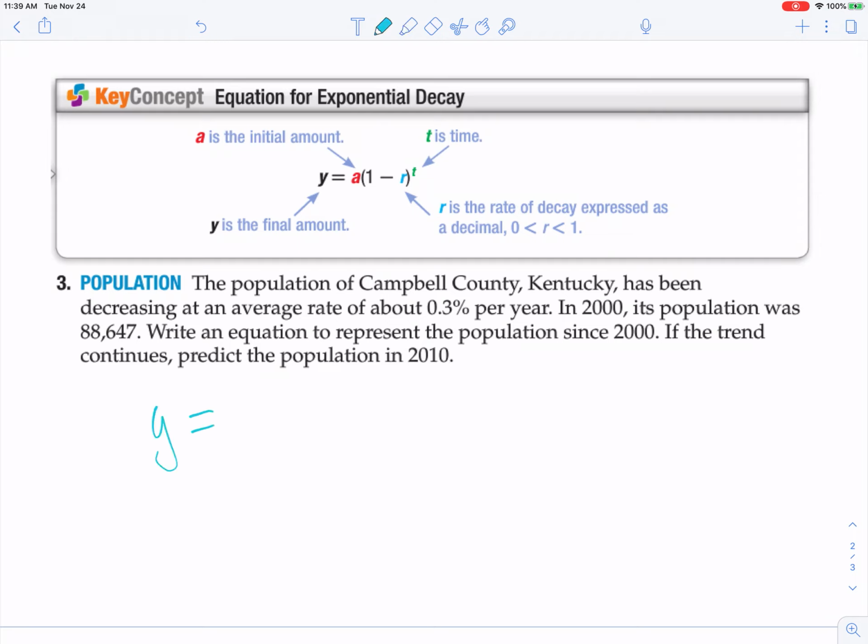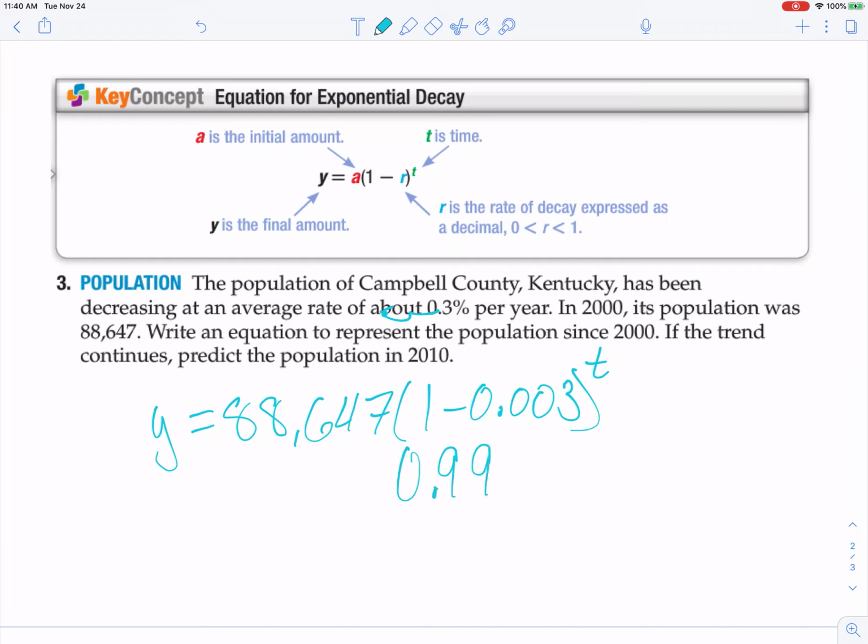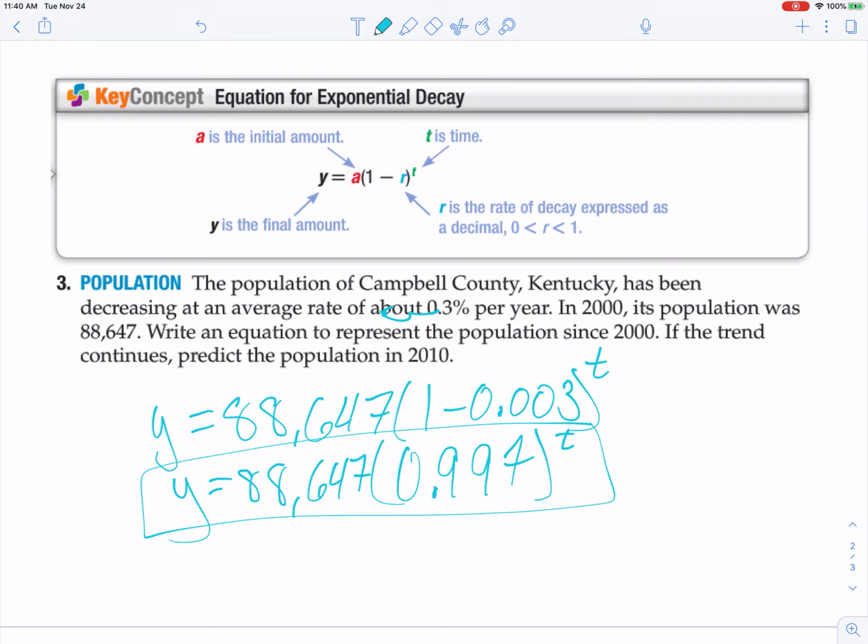The initial amount of population this time. Okay, 1 minus the rate. I need to convert that to a decimal. So 0.003 to the t power. And then again, the only thing that you can simplify is the parentheses. So that's going to be 0.997. This right here is your formula. It is ready to have numbers plugged in for time.